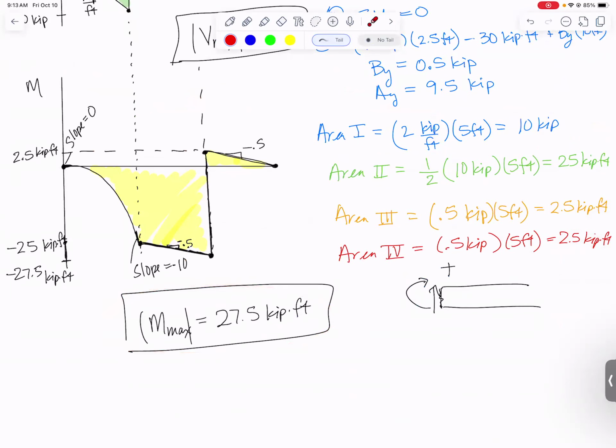And starting in the next couple of classes, we're going to learn how to then use that value to actually design the beam, figure out what kind of cross section it needs depending on what material it's made out of so that it won't break. Hopefully that helped out a little bit with these more difficult shear force and bending moment diagrams.